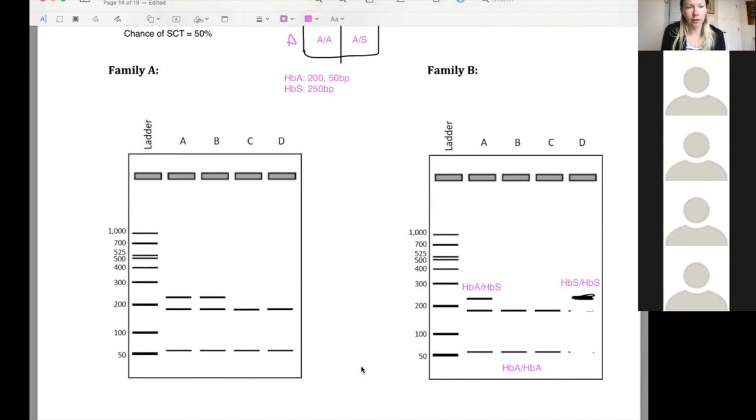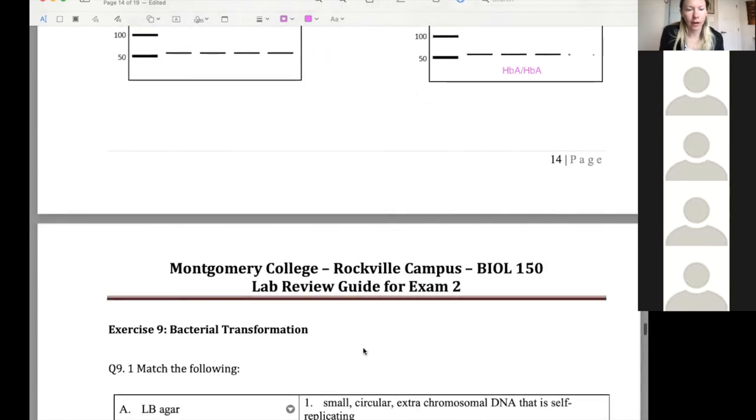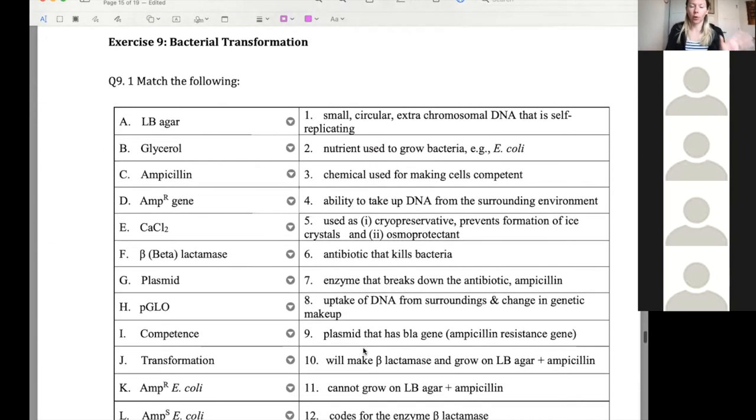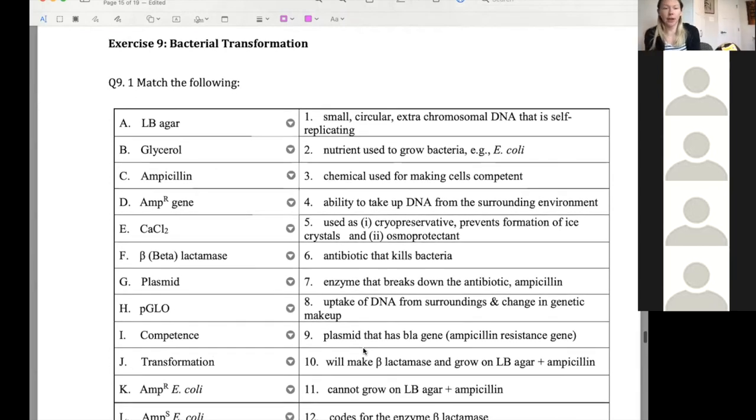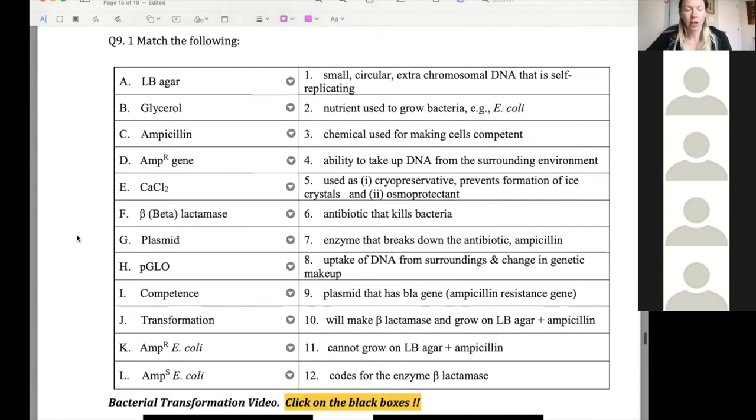All right, these are excellent questions. I do want to keep it moving along though. We still have a couple of pages left to cover. So a little bit on bacterial transformation and then mitosis. Once I've covered the whole packet, if you do have questions and you want me to go back to previous questions, I'd be happy to do that at that time. If we go to the next page, it's just matching terms with their definitions.